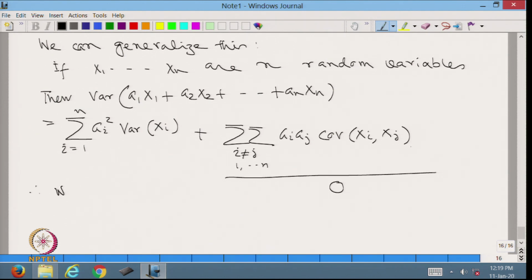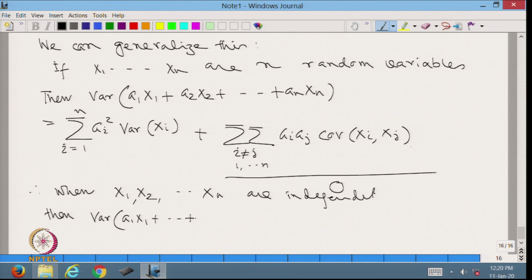Now, if all the xi's are independent of each other, then this term becomes 0. Therefore, when x1, x2, xn are independent, then variance of a1 x1 plus an xn is equal to sigma i is equal to 1 to n ai square variance of xi.